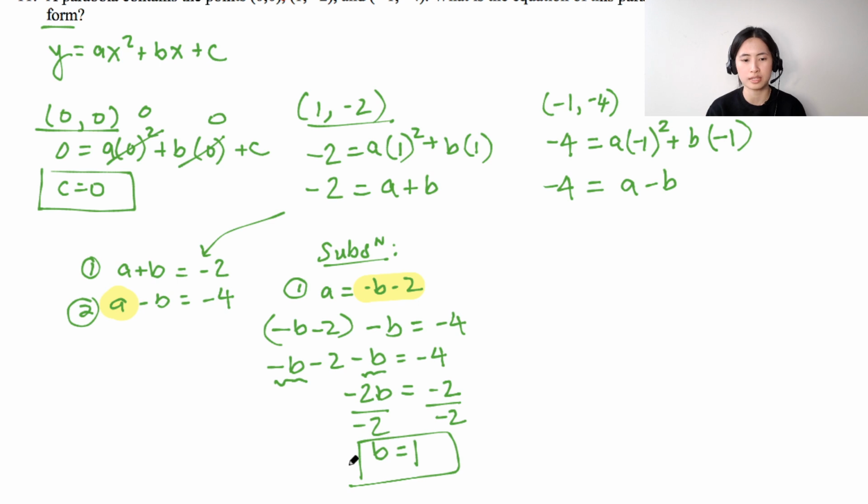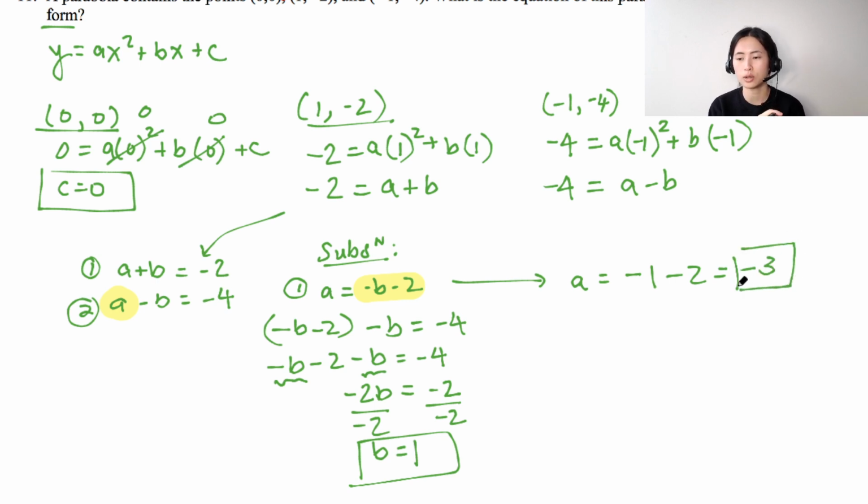So once you know that b is equal to 1, all you have to do is pick any of your equations. It could be equation 1 or equation 2, and then substitute b being 1. So let's say we just take equation 1 over here. We said we're looking for a, so a is equal to -b. So we have negative, then b is 1, and this is minus 2. Therefore, we know that a is equal to -3.